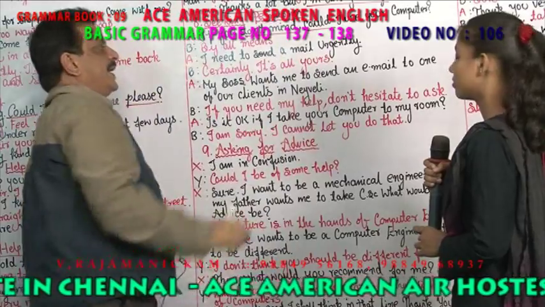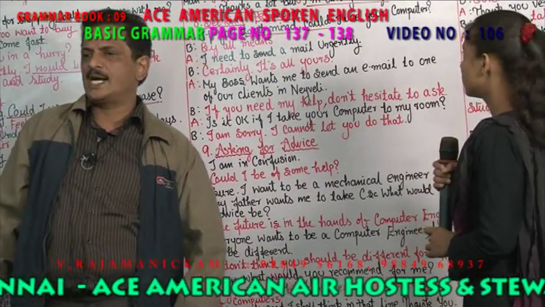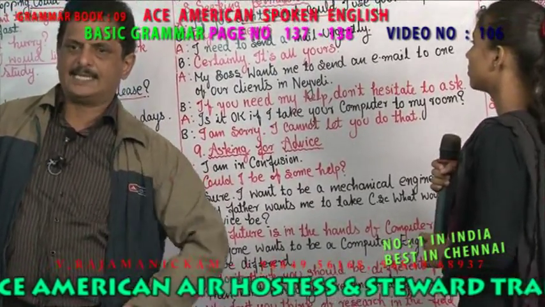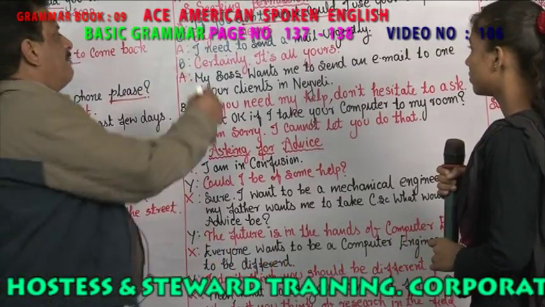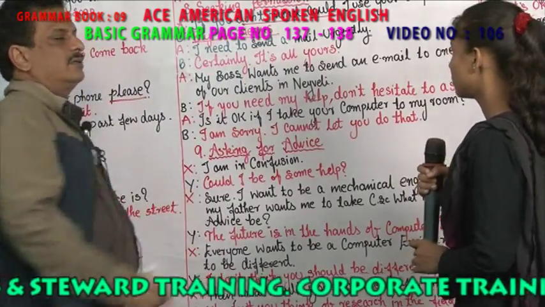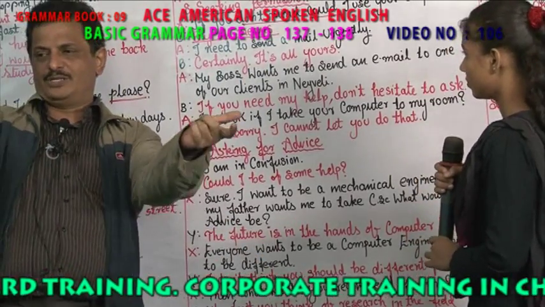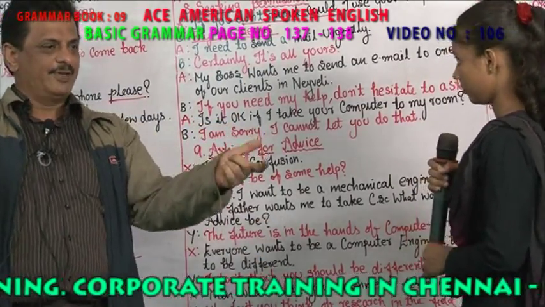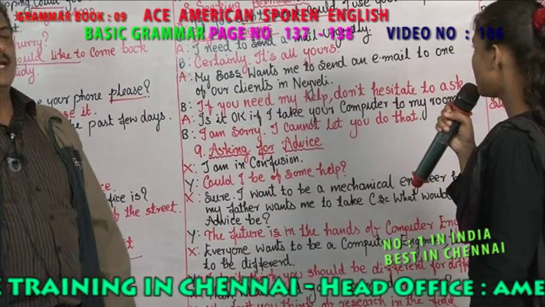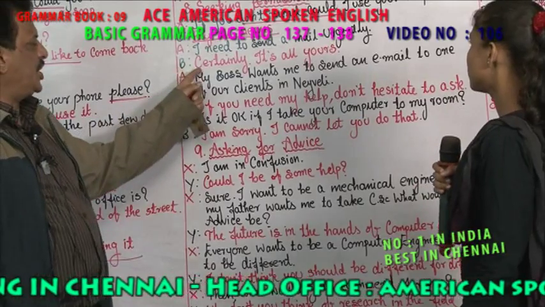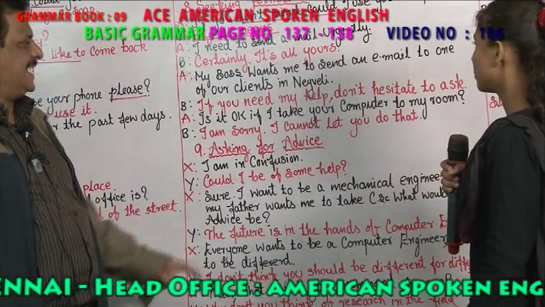See, "don't mind" and "could" are used when you want to ask somebody politely or ask for their help. And B says, by all means. By all means means in every way you can use the computer. So I am agreeing. And A says, I need to send a mail urgently. And B says, certainly, it's all yours.